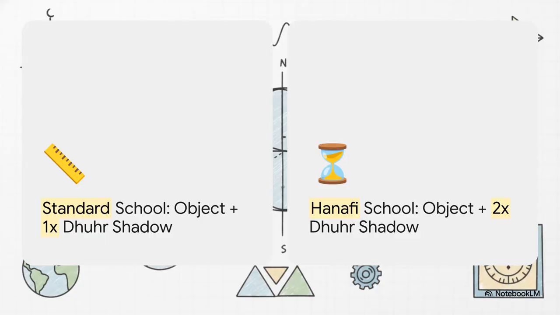The standard school, so we're talking the Shafi'i, Maliki, and Hanbali interpretations, waits until the shadow equals the length of the object itself plus 1 times the noon shadow. That 1x multiplier produces an earlier Asr.